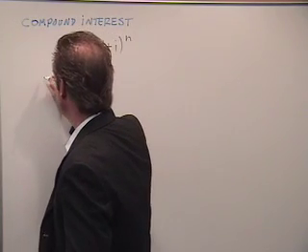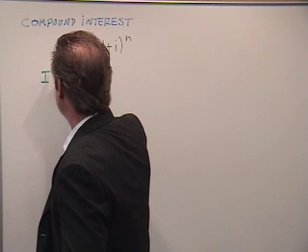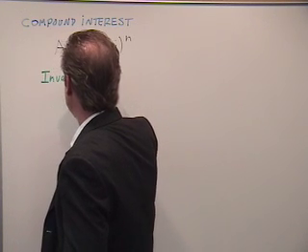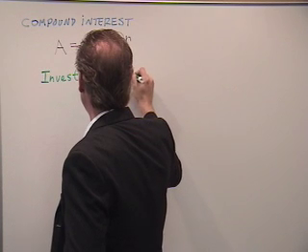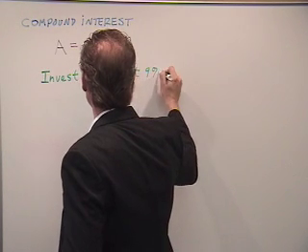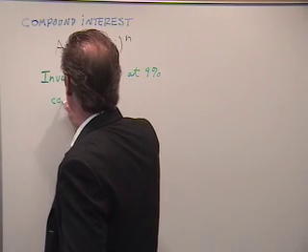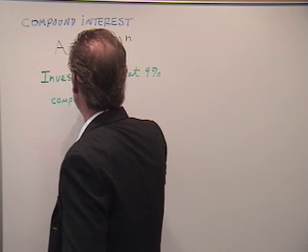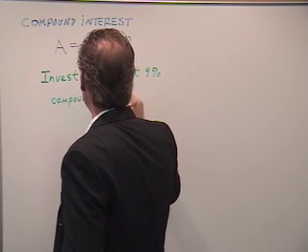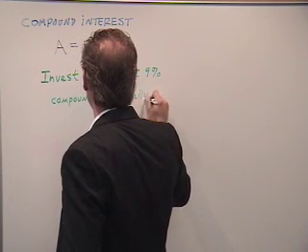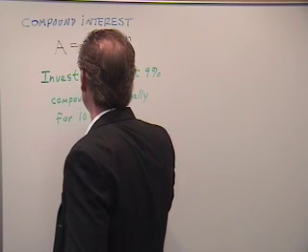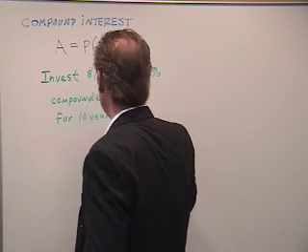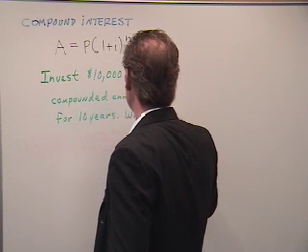$10,000 at 9% compounded annually for 10 years. What is the accumulated amount?